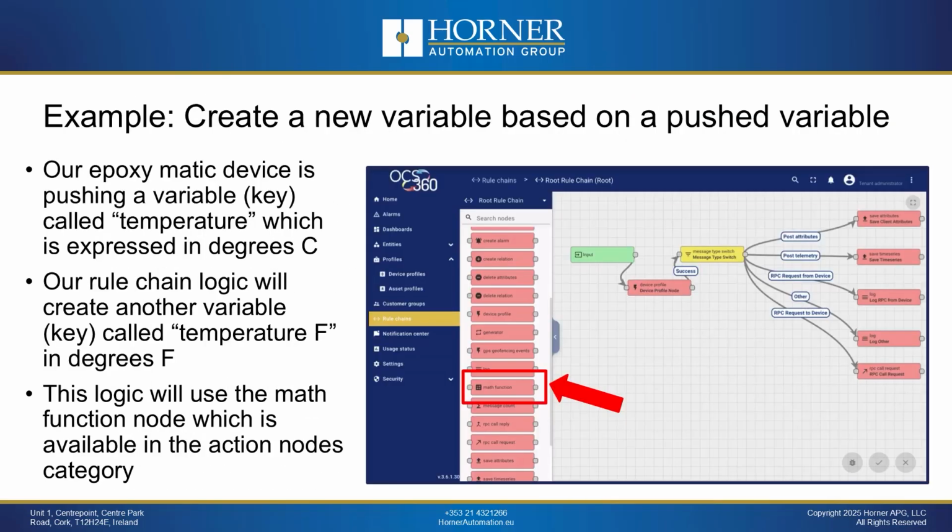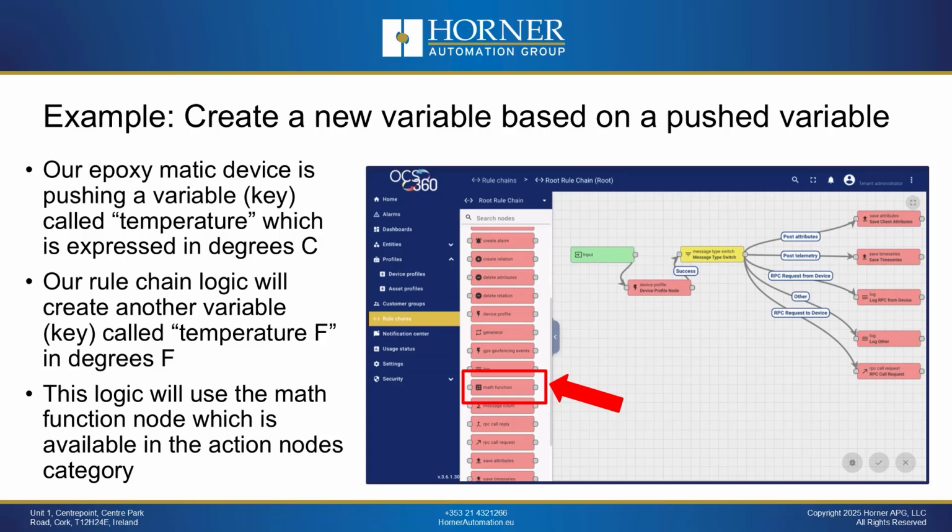For today's example, we are going to effectively create a new variable based on another variable that is being pushed to OCS 360. This is what we are going to do as our example of using a rule chain. So that is happening here. Our example device is an OCS that is pushing data to the cloud. It is a Prime unit and we have named it in OCS 360 as Epoxymatic. The Epoxymatic has been pushing a variable called temperature to OCS 360 for weeks now, and that is expressed in degrees C.